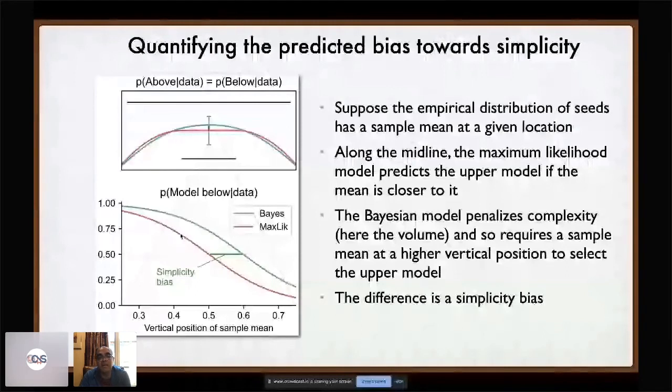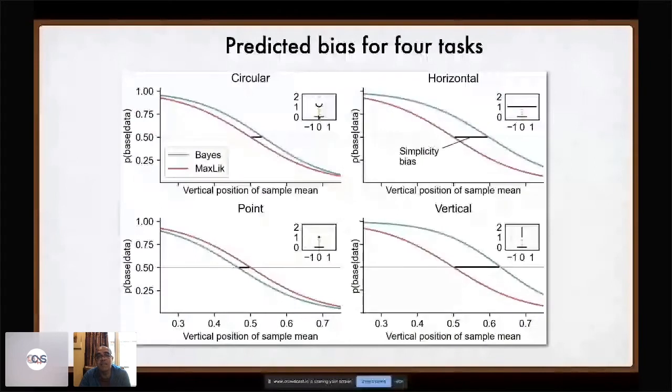So for the purposes of this talk, we're going to call the simplicity bias the shift in where the switchover is between picking the lower model and the higher model. And you can compute the simplicity bias for each of the four tasks. So this is the task where one flower bed is a line and the other one is this little circle, so there's a difference in the robustness of these two models of the data. Then here you have two models that differ in their volume. These are two models that differ in their dimension. And these are two models that differ in various ways, including their boundary terms. And you can see different kinds of simplicity biases: the amount of shift between left and right, where the crossover between picking the upper or the lower model happens for the maximum likelihood versus the Bayes is what we'll call a simplicity bias.